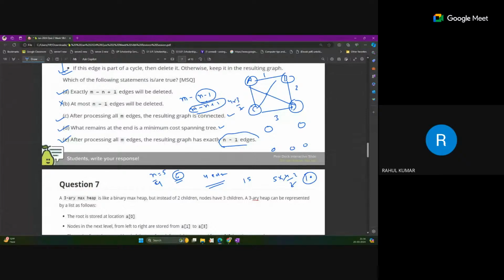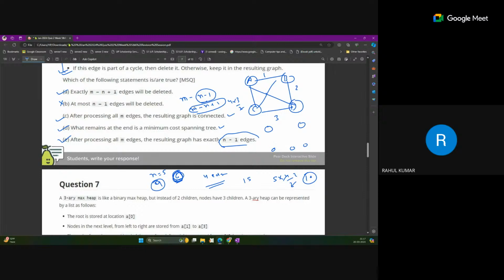So what if we have only 8 edges and it is still connected? No, this statement is regarding at most n minus 1 edges will be deleted. So we are looking at the worst case. What is the maximum possible number of deleted edges? Here, for the 5-vertices graph, we can remove a total of 6 edges. This is the maximum. But according to the statement, 4 should be the maximum. So this is not correct.